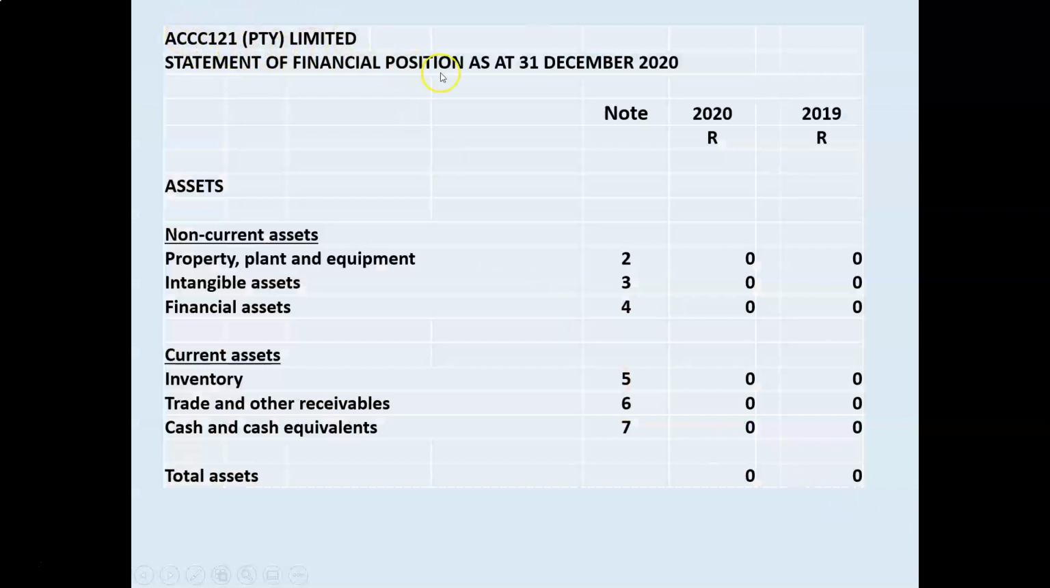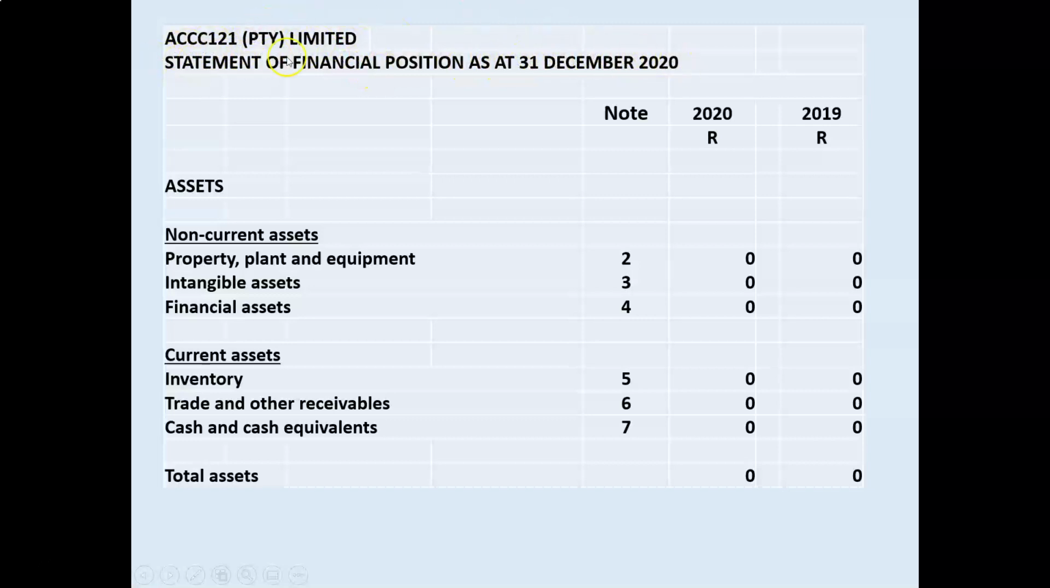And let's have a look at what our statement of financial position should look like. Guys, it must look like this. No funny stuff, no additional information. These are the line items I want to see in your statement of financial position. Starting off on a separate line right on top, the name of the entity that we're busy with. ACC 121 Pty Limited. Statement of financial position as at year end, which is 31 December 2020.